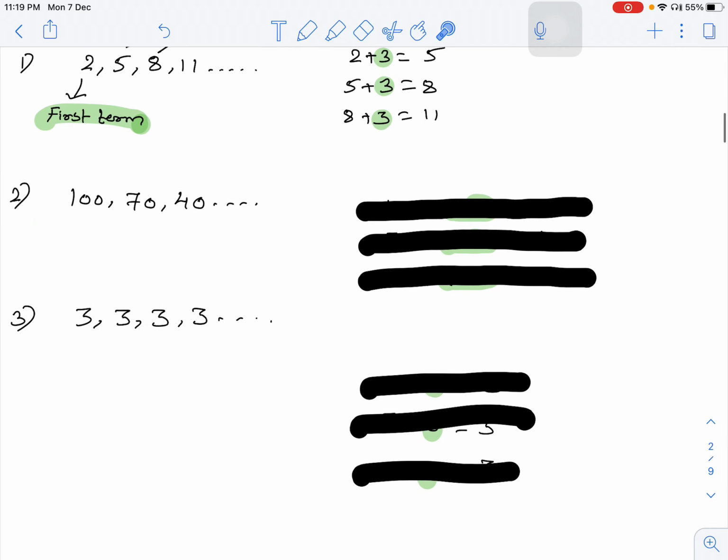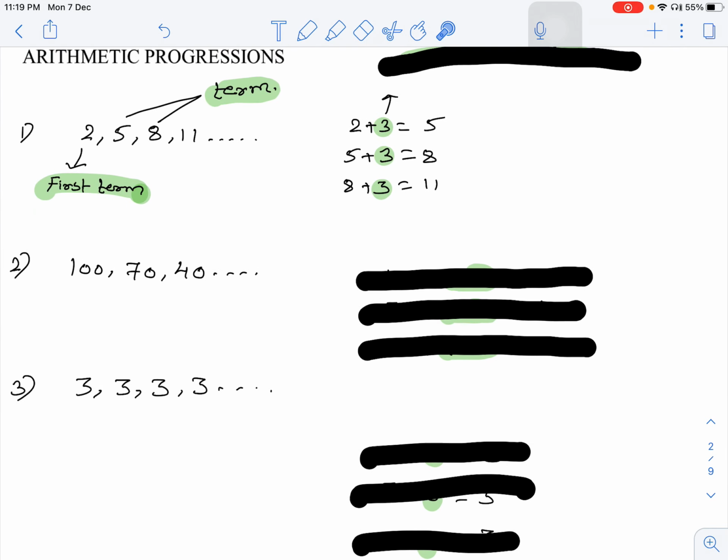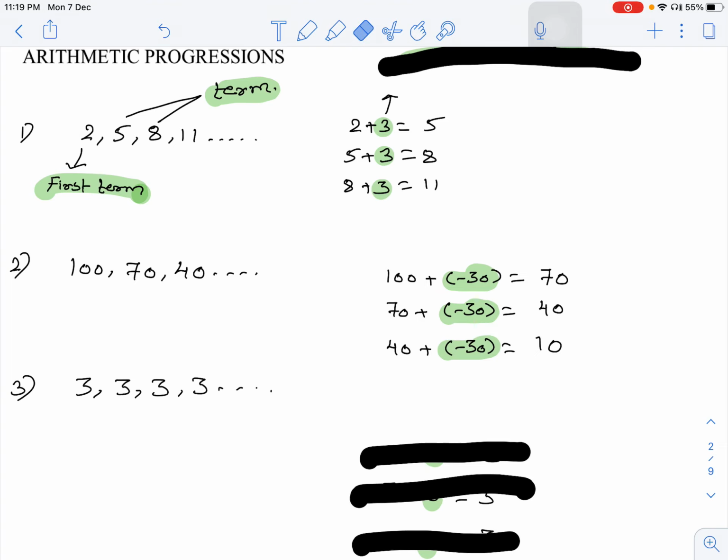Okay, so let us consider our next example now. Here we have 100, 70, 40. Now here it can be seen that every next number, that is 70 and 40, we get: 70 we get when from 100 we subtract 30. Then 40 we get if from 70 we subtract 30 again. So here we can see that every next number is formed when we subtract 30 from the previous number. So we can see that this minus 30 is common in these three terms.